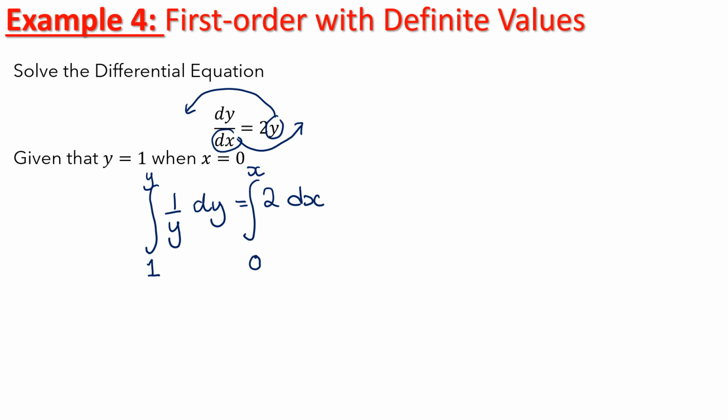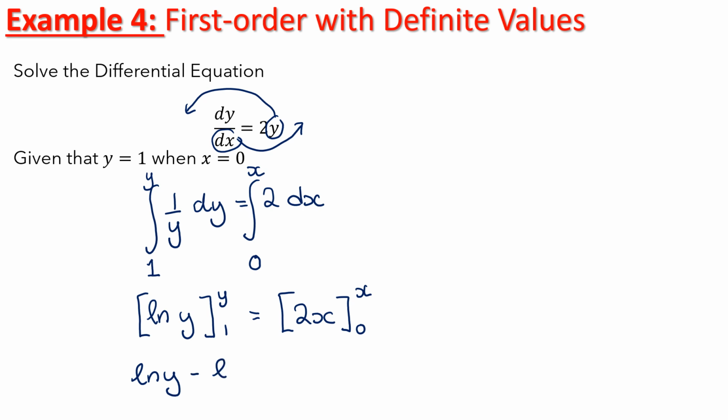Then we integrate as normal, so we get ln y, and we're now going to evaluate that between y and 1. And then on the right hand side, we get 2x to the power of 1 divided by 1, and we're going to evaluate that between x and 0. So this is ln y minus ln 1 equals 2x minus 2 times 0. Be really careful with the 0.